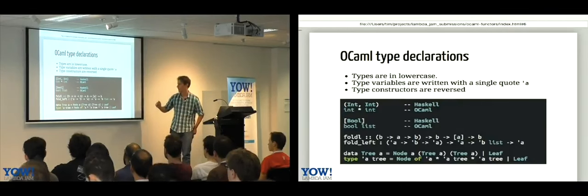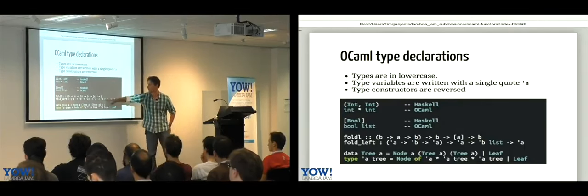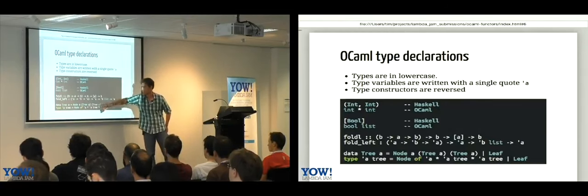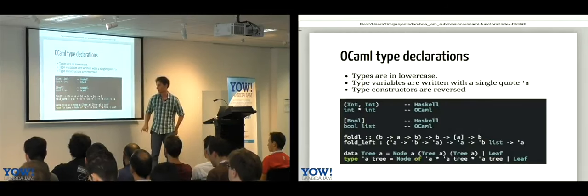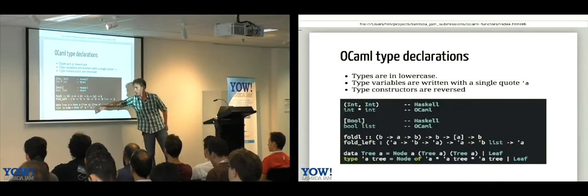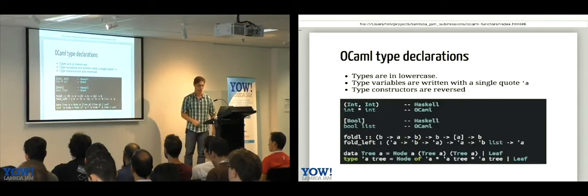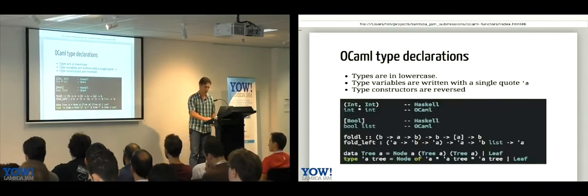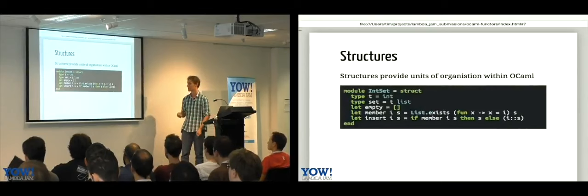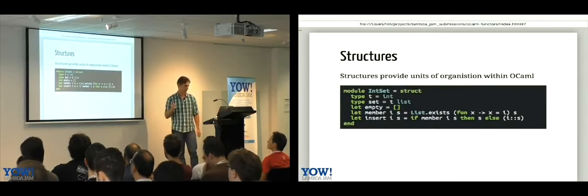And then the last bit is that the type constructors are reversed. It's probably better to look at these: where you get a tree of A's in Haskell, you've got a quote A tree in OCaml. So it's just reversing them. You can look at it and work out what it's actually doing. Hopefully that's enough of an explanation so people can read these sorts of things.